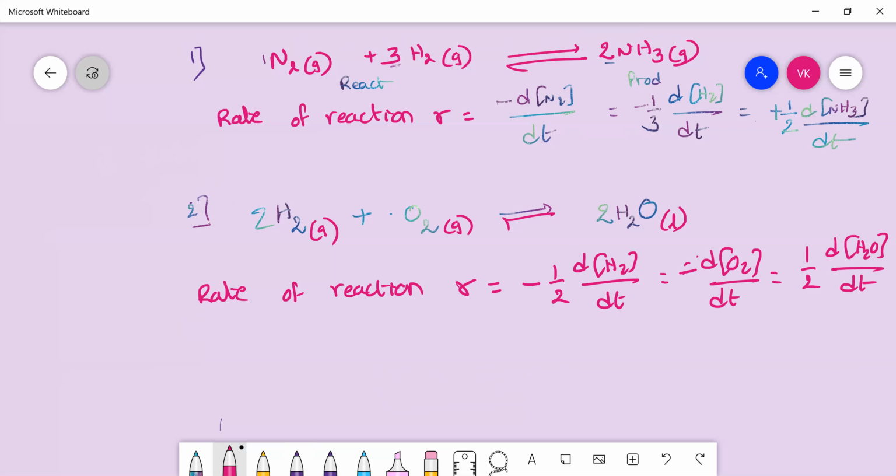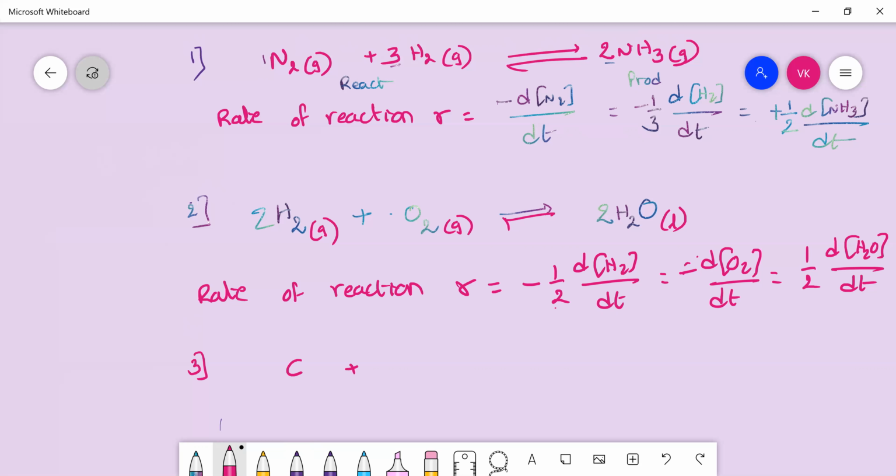Okay, so in this way you can write rate of reaction for any given reaction. The only thing you should remember is that the moles are written in the denominator as a fraction, and change in the concentration of reactants has to be written with a negative value, and the products should be written with a positive value. So if you understand this concept, you can write the rate equation for any given reaction.